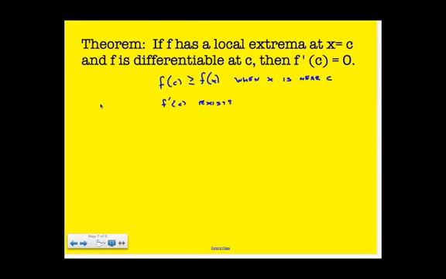So what do we know here? Let's draw a picture. There's going to be a point c, and there's going to be a y value at point c, and there's a function that has a local maximum there at c. And we're going to look at both sides of c and see what happens.